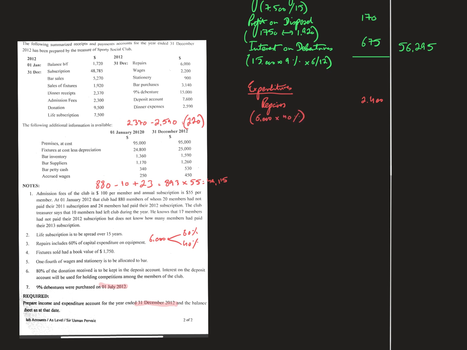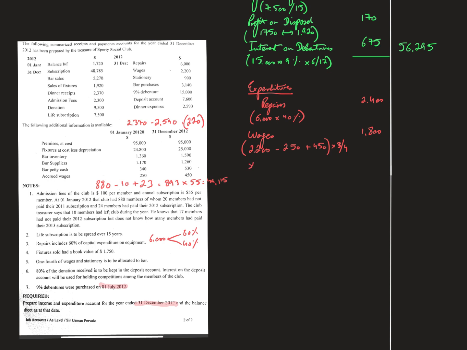Then wages, we made an adjustment for that too, if you remember. 2200, with opening accrued of 250 and closing accrued of 450. So we do the adjustment first, and then it says 1/4 of the wages and stationery is to be allocated to the bar. So after the adjustment I'm going to calculate 3/4 of this amount, which is allocated to the club. 1/4 is allocated to the bar, the remaining 3/4 to the club.